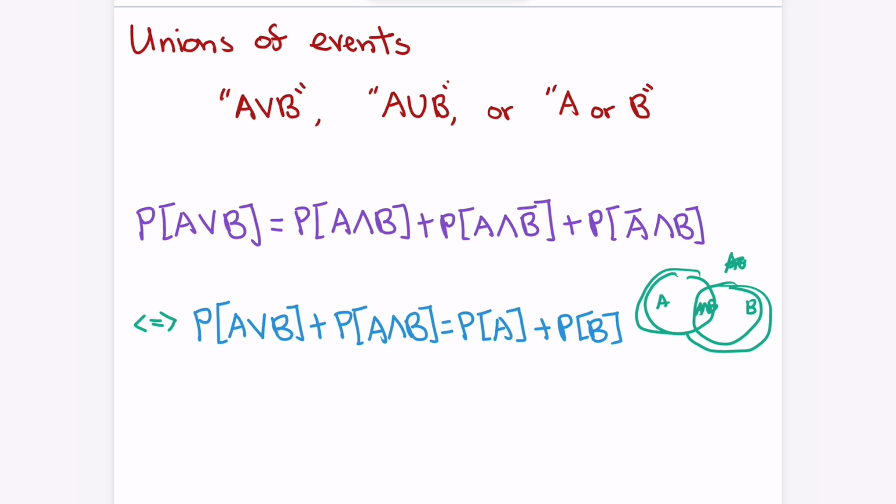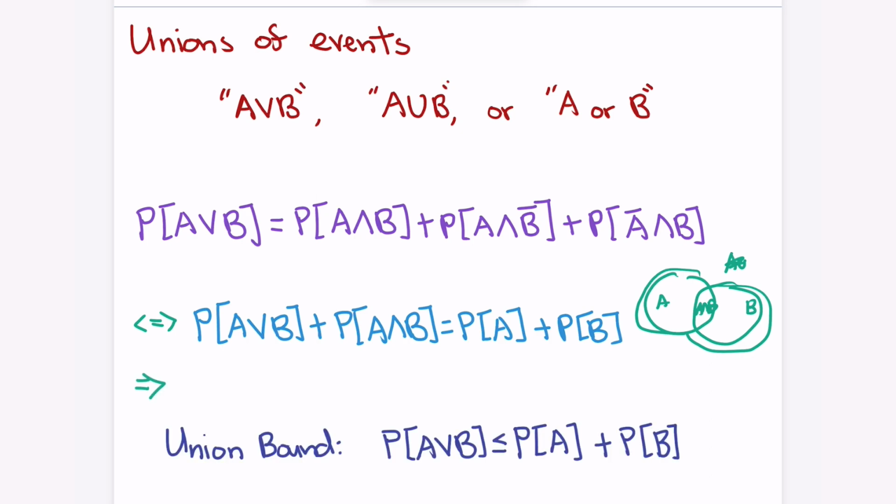One thing really useful is the following. If you drop this term, which is already always greater than or equal to 0, you're going to get something called the union bound. It just says the probability of A or B happening is at most the probability of A happening plus the probability of B happening. Okay? From a Venn diagram picture, this is not very interesting, right? The size of the union is at most the sum of the two sizes.